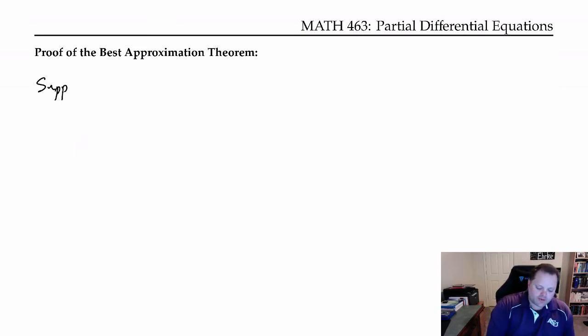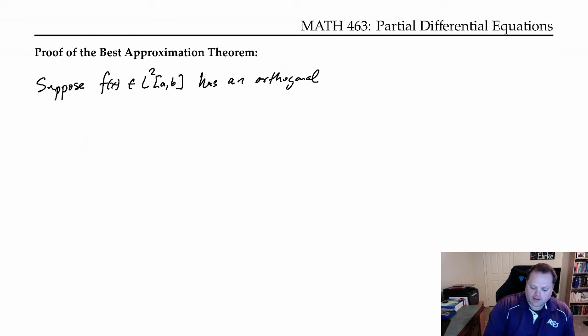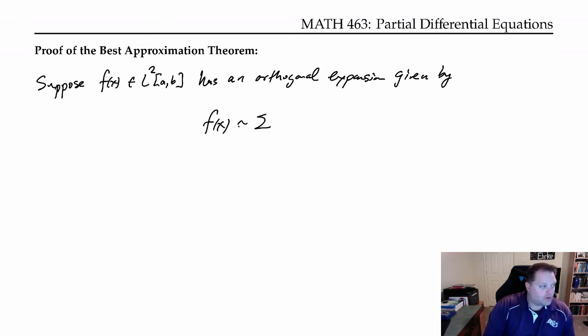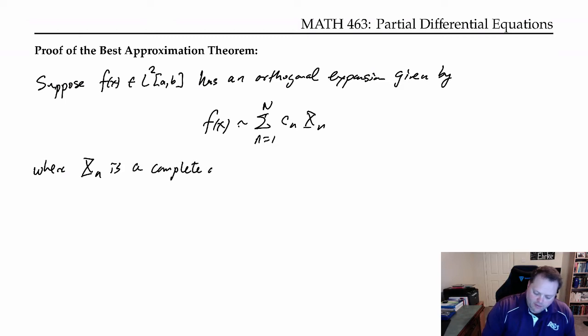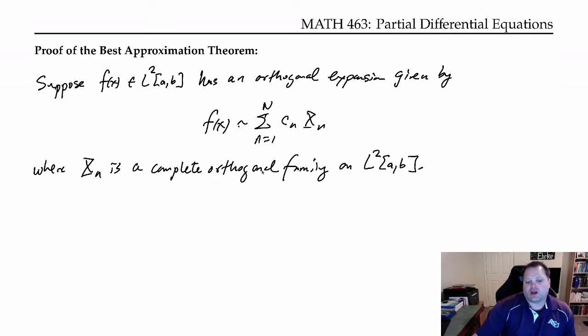So here's the proof. Suppose that we have a function that is in L2 on the interval from a to b, and it has an orthogonal expansion given by this series. So we have f of x is approximately given to us by this. This is where Xn forms a complete orthogonal family on the L2 space. So you're representing an L2 function. You're using a complete orthogonal family of L2 functions to do it. That's the setup that we have.